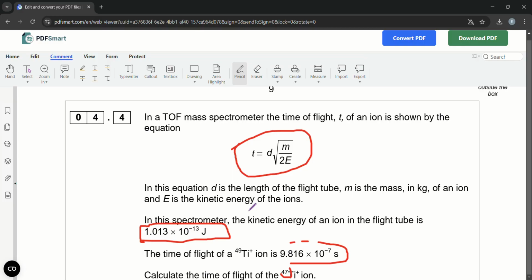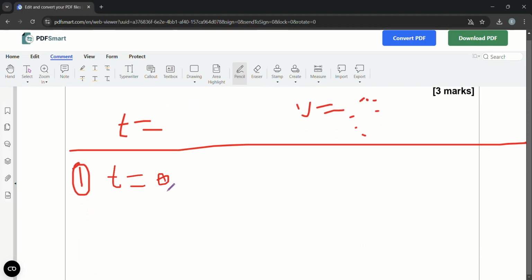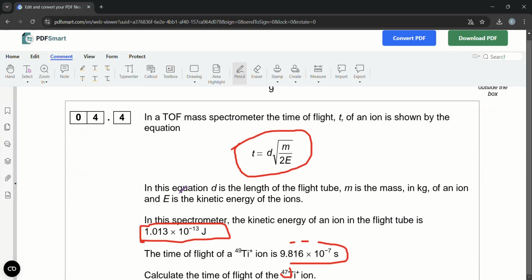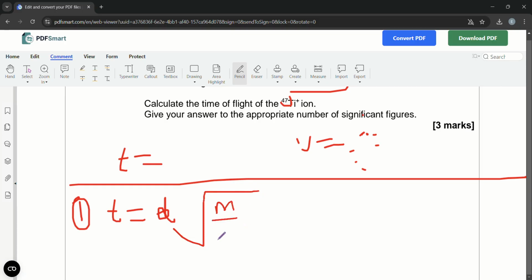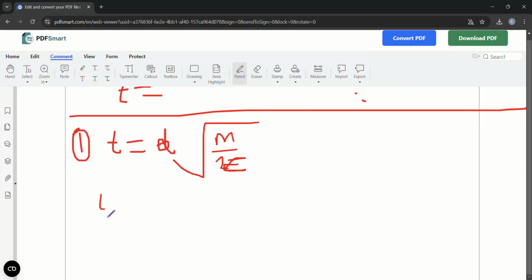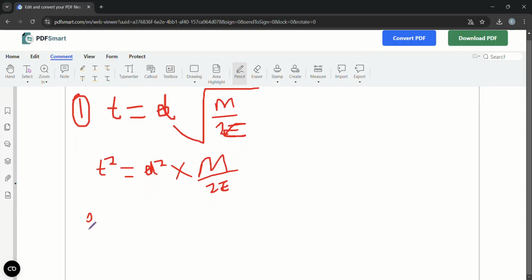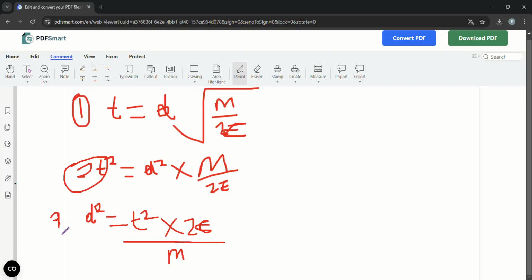And we know the kinetic energy is the same. So we've got the mass, we've got the kinetic energy. All we need now is the distance, and we know the distance is the same for both ions. So what we can do is rearrange this. We've got t equals d times the square root of m over 2E. Square both sides, we get t squared equals d squared times m over 2E, and now d squared, the distance squared, is equal to t squared times 2E divided by m. So that is the formula we're working with now.